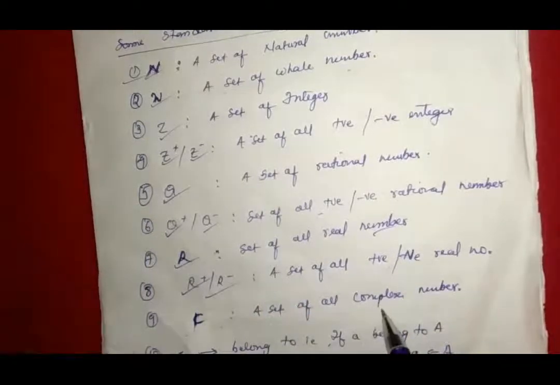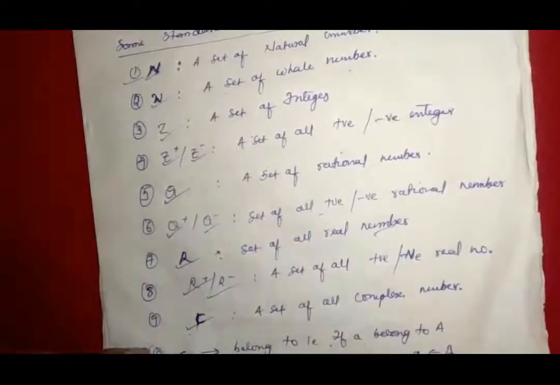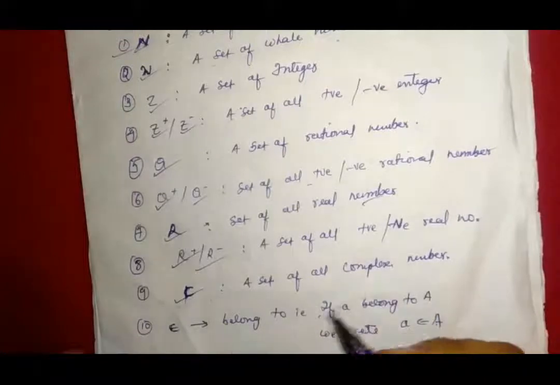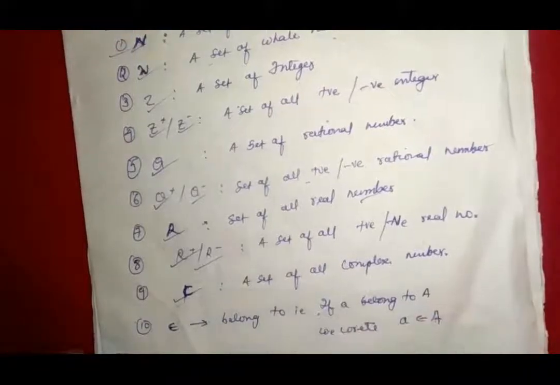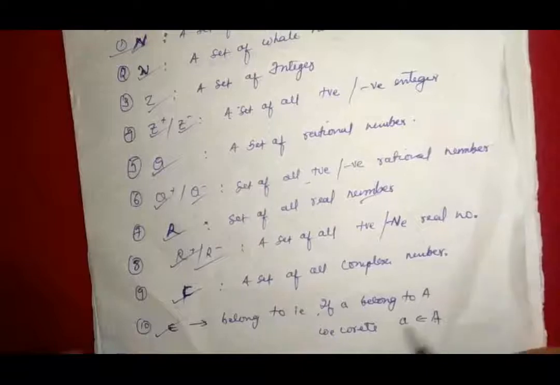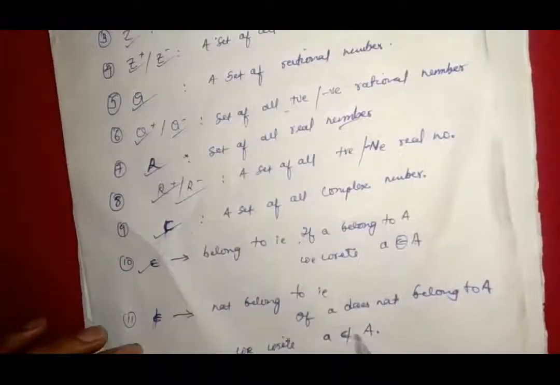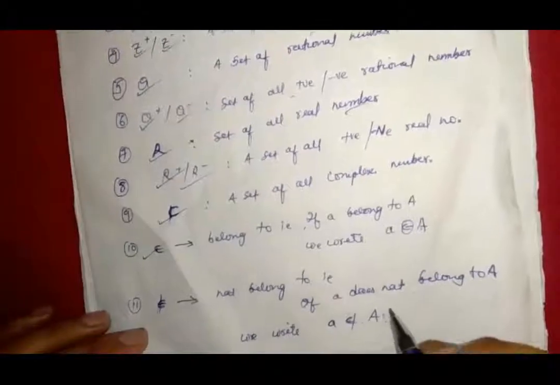A set of all complex numbers is denoted by C. Now, if an element a is in a set A, then we can write a belongs to A. This will be the symbol for a belonging to A. If a does not belong to A, we can write a does not belong to A.